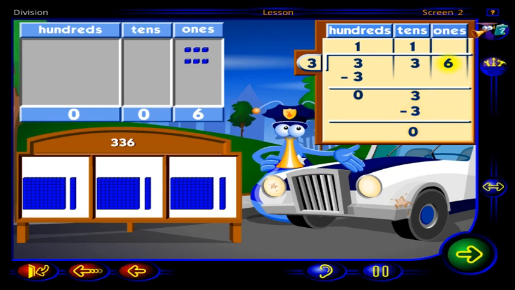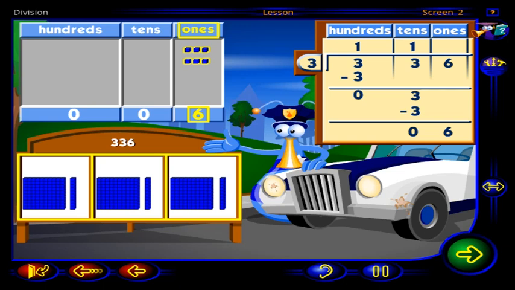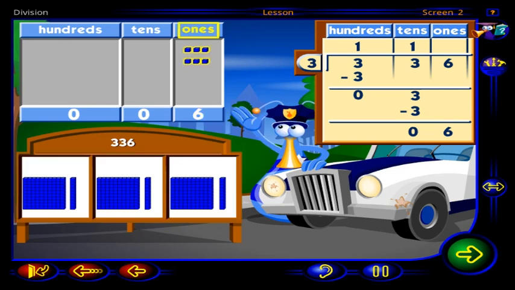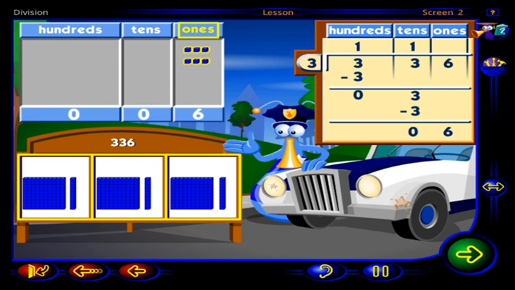Now we have 6 ones left here to divide by 3. So let's write a 6 here in the ones place. Okay, let's divide these 6 ones equally among these 3 groups. What is the greatest number of ones you can put in each of these groups so that each group has the same number of ones? Drag ones into each group, then click OK.